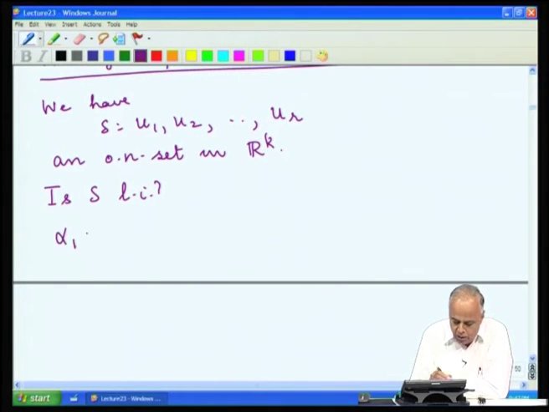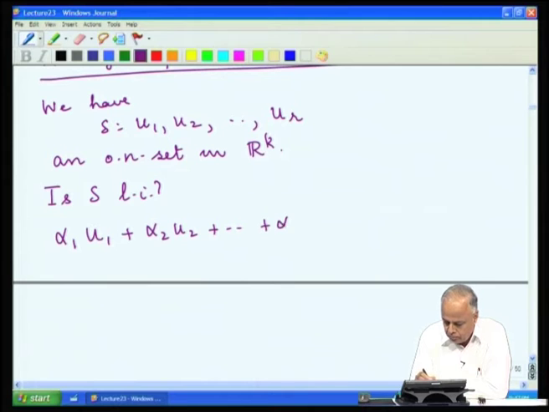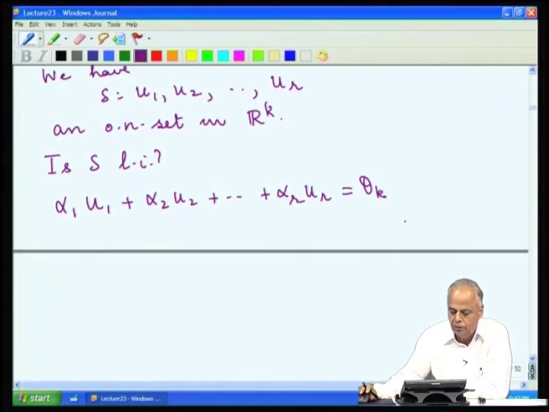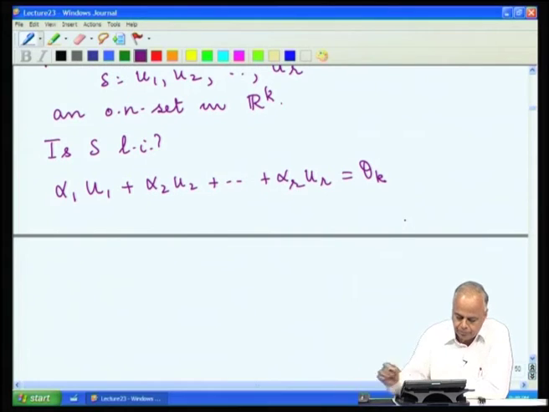So, we start with a linear combination of these vectors, and suppose it is equal to the 0 vector. We want to investigate whether that will force all the coefficients to be 0. If it forces all the coefficients to be 0, then we are linearly independent, but if we have non-zero coefficients which give the 0 vector, then we have linear dependence.